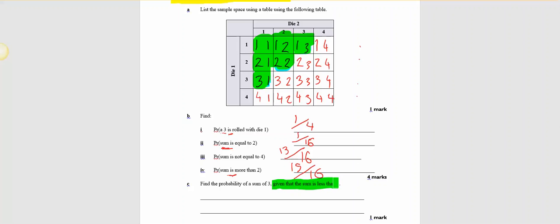So if we're only talking about these 6 outcomes, what's the probability of the sum being 3? Well, we can see that this one equals 3, and so does this. The others either equal 2 or equal 4. So the probability that the sum is 3, given that it is less than 5, is 2 out of 6, which is 1 out of 3 when simplified.